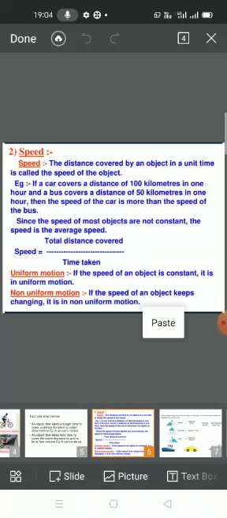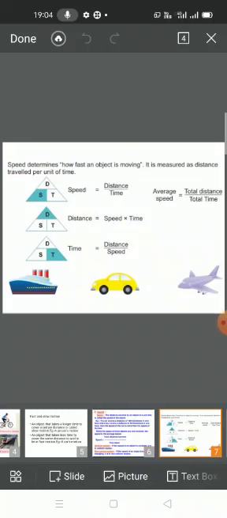If the speed of an object keeps changing, sometimes higher, sometimes lower, that means it is not moving in uniform motion, it is moving in non-uniform motion. So let's check out the formula of speed.